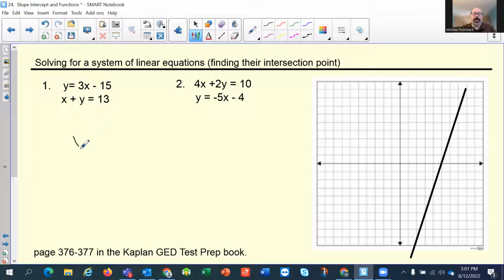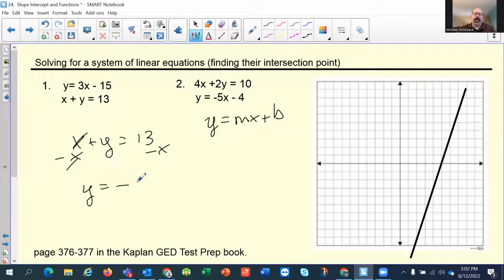So now we're going to look at the second one. X plus y is equal to 13. All right, so you need to put it in y equals mx plus b form. So you got to get rid of this x. You got to get it over here. So you go minus x, minus x. These cancel out. Y is equal to negative x, which means negative 1x, although sometimes you don't put the 1 there. So y equals negative x plus 13.